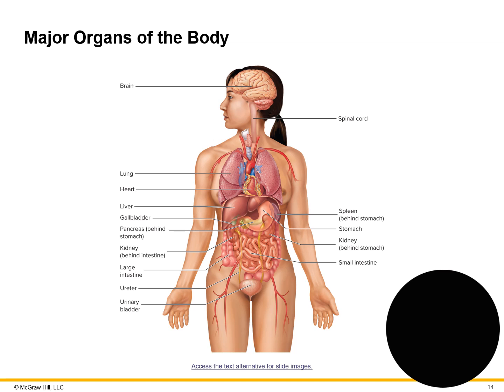This is one of the major organs of the body. If you look at the spinal cord, which is part of the nervous system, we talked about a little earlier, the brain is also part of the nervous system. Lung, that is part of the respiratory system. Heart, cardiovascular system. Liver is part of the digestive system. Gallbladder also. Pancreas can act as an exocrine and endocrine gland.